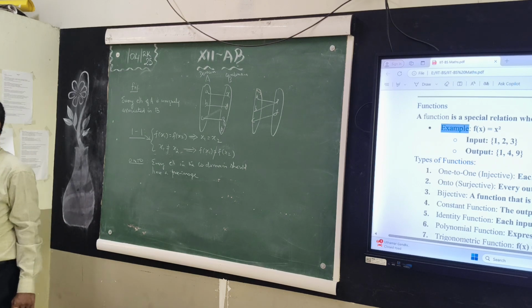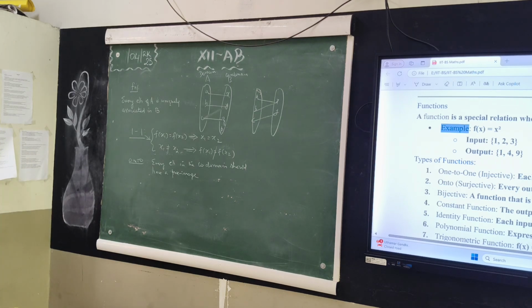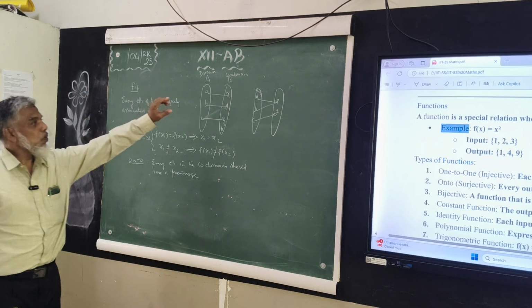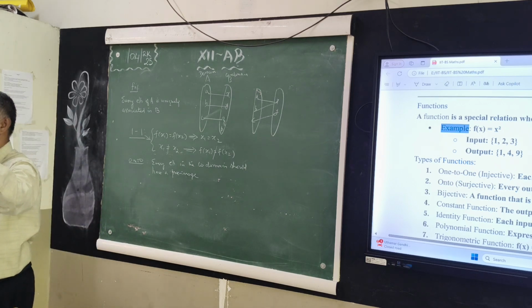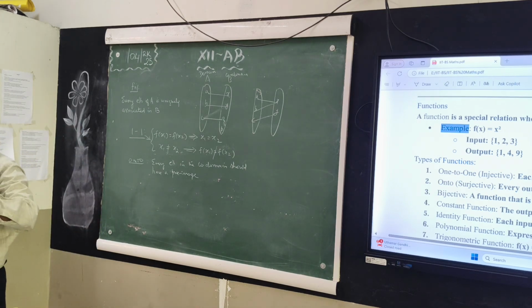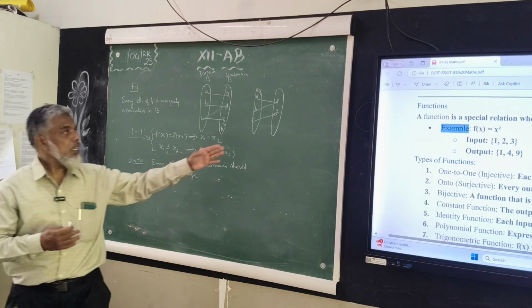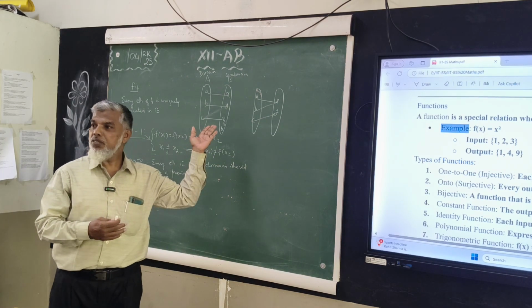Is it a 1-1? No, one element should go to one element. So here both elements are going to X. So this is not 1-1. Is it onto? Onto means what? Every element in the codomain should have a pre-image. Here all the elements have a pre-image.